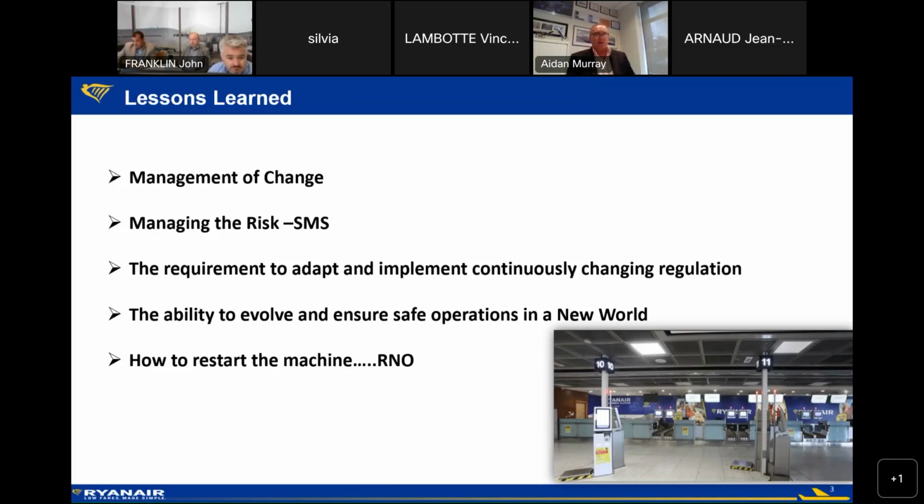So all of that together gave us the ability to restart the machine, not once, not twice, but 3 times. We did it safely, and we feel that we had used all of the tools, including management of change and the safety management system, to ensure that we returned to a very, very safe operation.